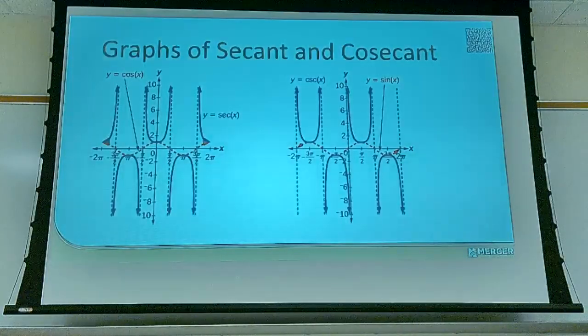Know your general shapes. Determine your period. For secant and cosecant, you won't have to worry about midline. So determine your stretching factor, determine your period, and determine if there's a phase shift. And then sketch from there.